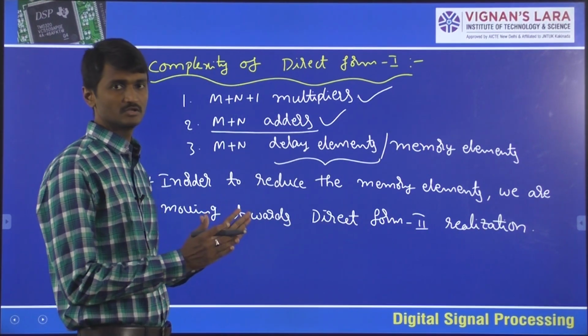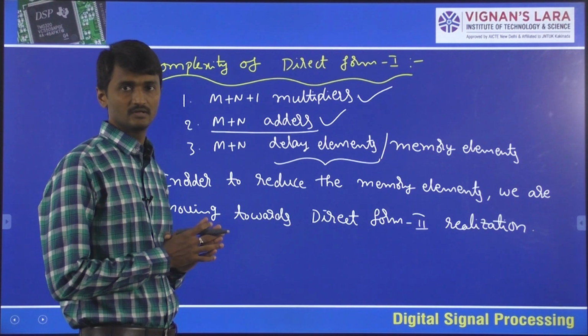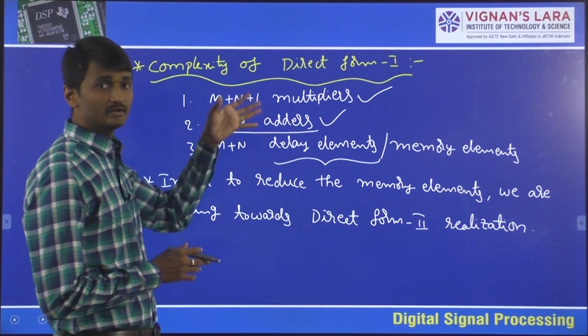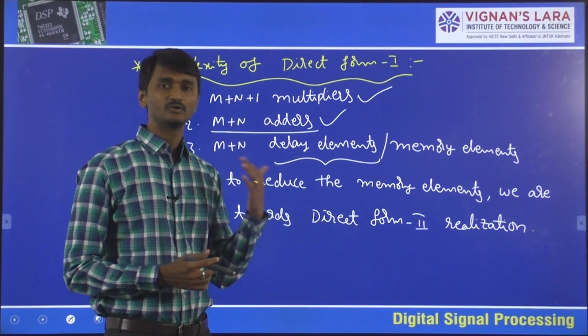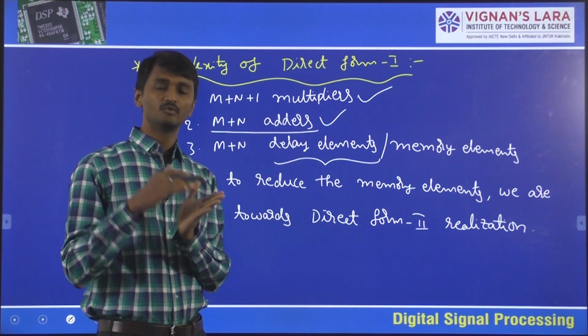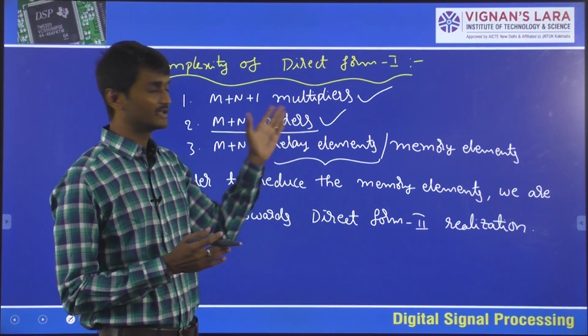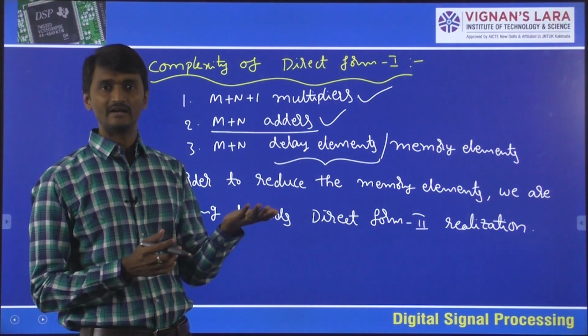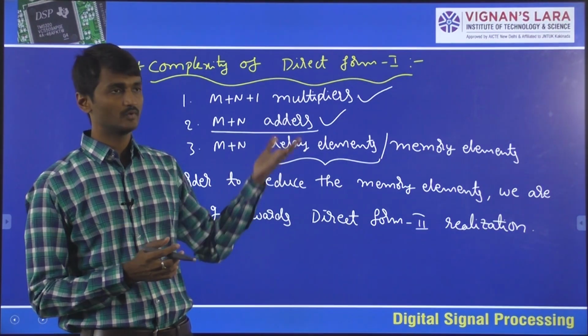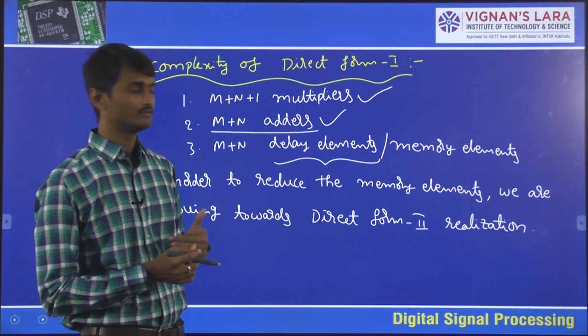Okay, this is about direct form 1 realization. Next we are moving to direct form 2. Coming to direct form 2 realization, why are we moving to direct form 2 from direct form 1? There may be an advantage in direct form 2 realization over direct form 1 realization, so that we will discuss.